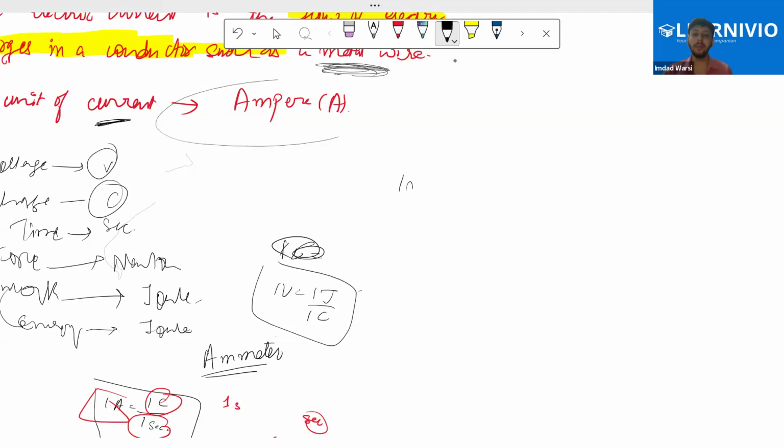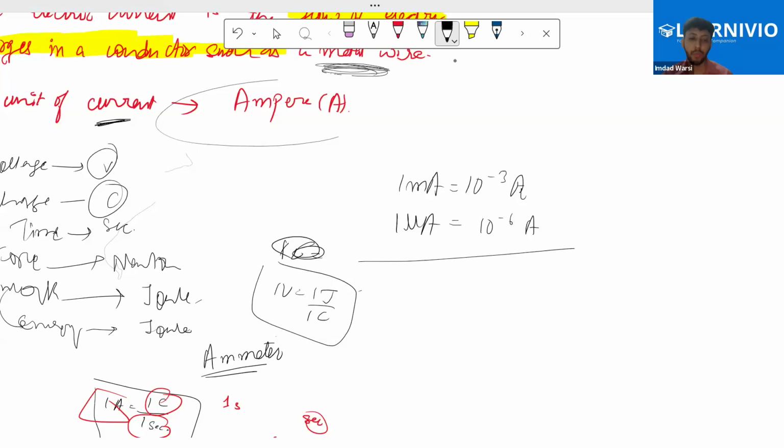Okay, 1 milliampere is equal to how many ampere? 1 milliampere is equal to 10 to the power minus 3 ampere. And 1 microampere is equal to 10 to the power minus 6 ampere.